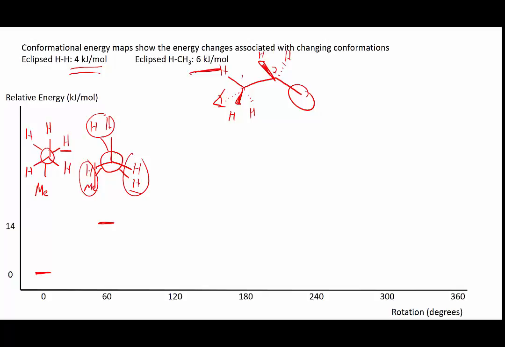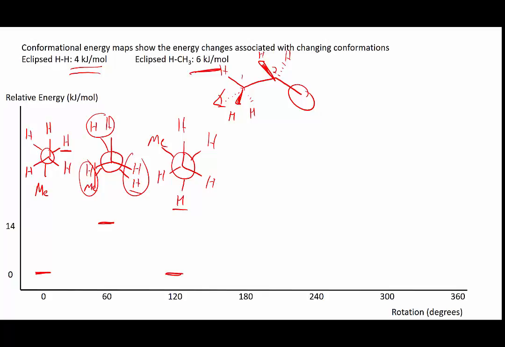Again, we're going to keep the front carbon in place. We're going to rotate another 60 degrees. Another 60 degrees will relax us from an eclipsed conformation to a staggered conformation. Our methyl group moves up here. Our hydrogen that is underlined ends up here. And our other hydrogen is here. You can see that we have another staggered conformation where there's no eclipsing of the atoms. That takes us back to our lowest energy.